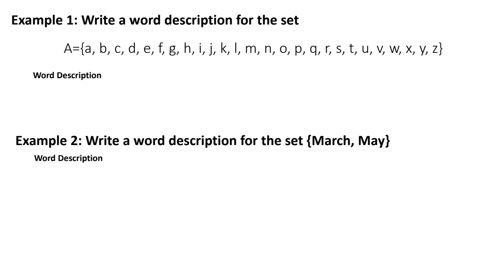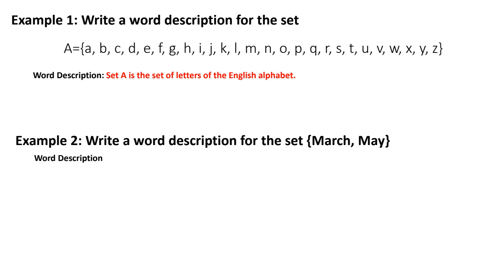You could also give a word description of a set. Notice that in example A, we have the set listed in roster form, and it shows A, B, C, D, E, F, all the way until Z. How would you describe this set? If we wanted to make a word description, a way of saying this would be: A is the set that contains all the letters of the English alphabet. And this is the word description.